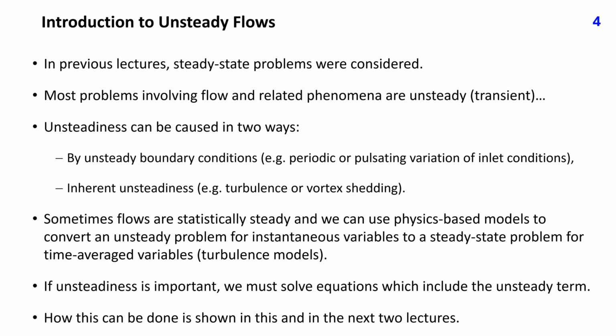Sometimes flows are statistically steady, and we can use physics-based models to convert an unsteady problem for instantaneous variables to a steady-state problem for time-averaged variables. An example is turbulence models. If unsteadiness is important, we must solve equations which include the unsteady term. How this can be done is shown in this and in the next two lectures. If we try to use a steady-state approach for a flow which is inherently unsteady, we will not be able to obtain a solution. The residuals will oscillate forever, or iterations may even diverge.